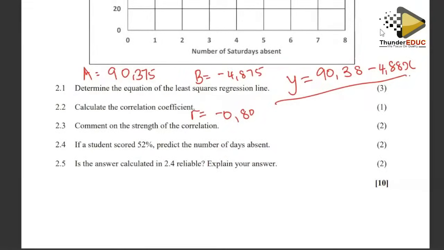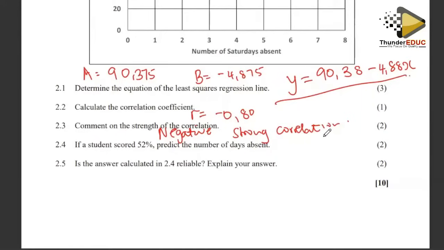Okay, so we're seeing that a 0,8 is really a strong correlation or relationship. So what we can say, since it's negative, is that it's a strong negative correlation or relationship. Strong, negative, whichever way you want to put it, no problem.